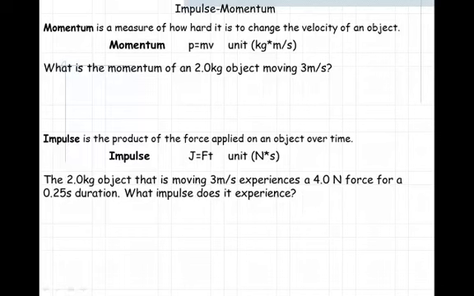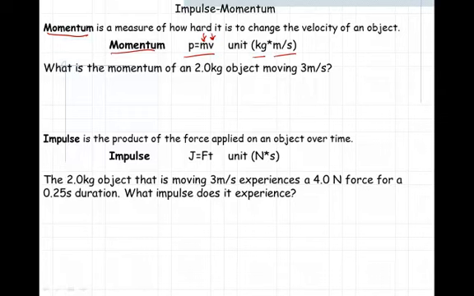This is a video about momentum and impulse. Momentum is a measure of how hard it is to change the velocity of an object. We measure momentum with this equation, P equals mv, where m represents the mass and v is the velocity. So therefore, the unit for it is kilograms times meters per second.